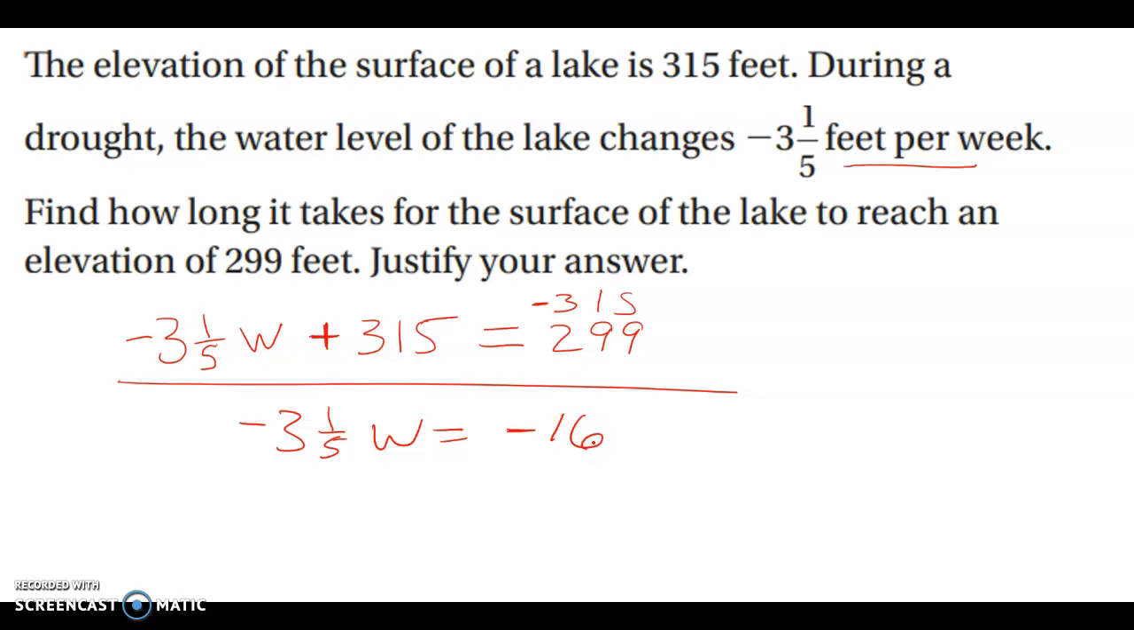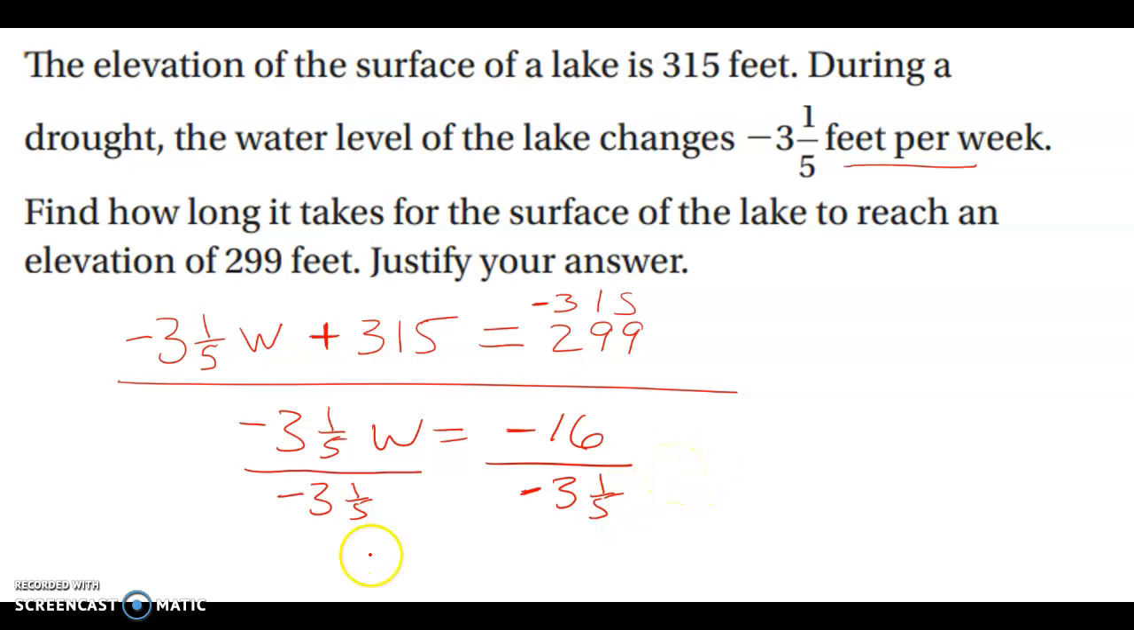So we want to know how many weeks it's going to take. If it's losing 3 1/5 feet per week, what will that end up? Now, with your calculator, you could just divide both sides by 3 1/5, or you could change it to an improper fraction and then multiply by its reciprocal. But since we have a calculator, I'm just going to go ahead and divide that by 3 1/5. So a negative, and so I'm going to divide this side by negative 3 1/5.